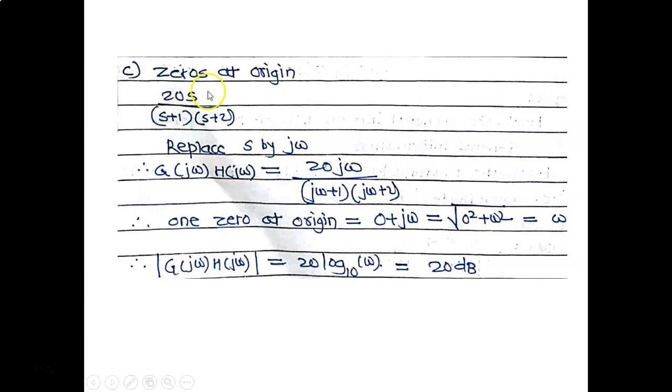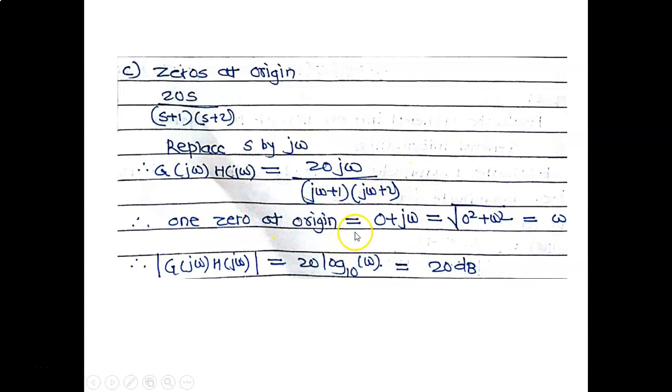Now, zeros at origin. Consider this equation: 20s divided by (s plus 1) into (s plus 2). Now, the term s in the numerator is known as zero at origin. Therefore, replace s by j omega. Therefore, G(j omega) H(j omega) is equal to 20 j omega divided by (1 plus j omega) into (2 plus j omega).